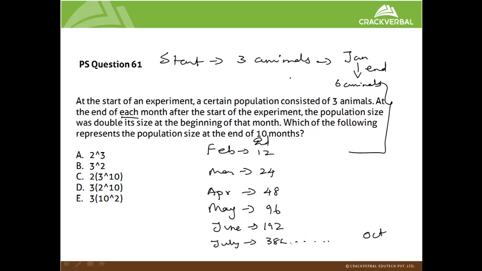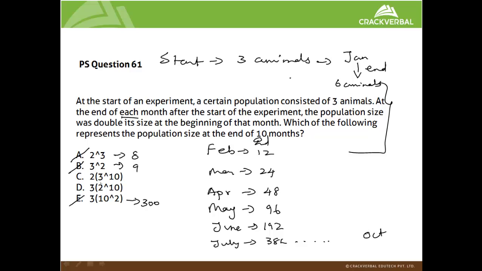Once the calculation becomes tedious, we should stop and see whether we can eliminate some answer choices. Answer choices A and B we can eliminate straight away, because A is 8 and B is 9, which is nowhere near the population size at the end of 10 months. We are left with 3 answer choices. Looking at answer choice E, 3 into 10 square, which is 300, we are very certain that by July itself it has crossed 300, so by October it is more than this. You can eliminate answer choice E as well. So you are left with C and D.